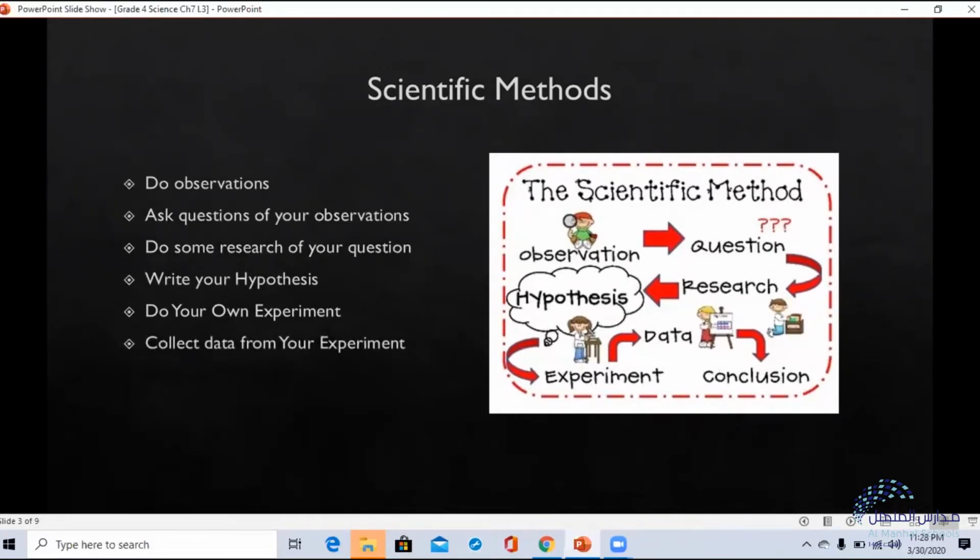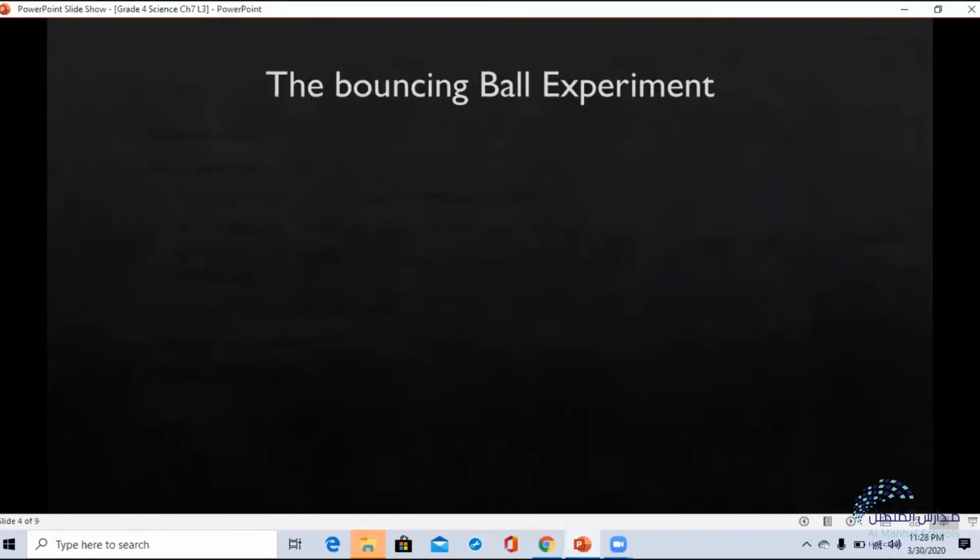Collect data from your experiments. So when you do your experiments, you need to collect data. This is taking down the observations that you have seen, putting it on a data sheet, and then drawing up some conclusions why you think this happened. So let's look at the bouncing ball experiment for an example.